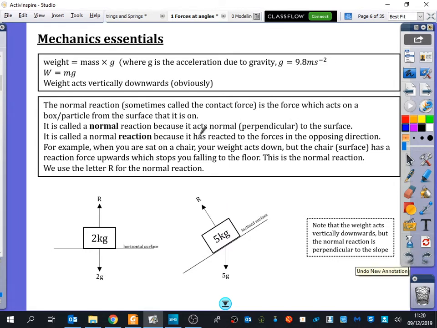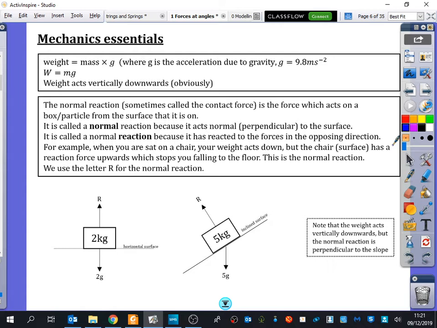It is called a normal reaction because it has reacted to the forces in the opposing direction. For example, when you are sat on a chair right now, your weight is acting down, but the chair, which is the surface, has a reaction force upwards which stops you falling to the floor. This is the normal reaction, and we use the letter R for the normal reaction. Sometimes you might see the letter N as well. So just feel that force on your backside now. That is actually pushing you upwards. Really, it's the reaction of your weight against the chair.